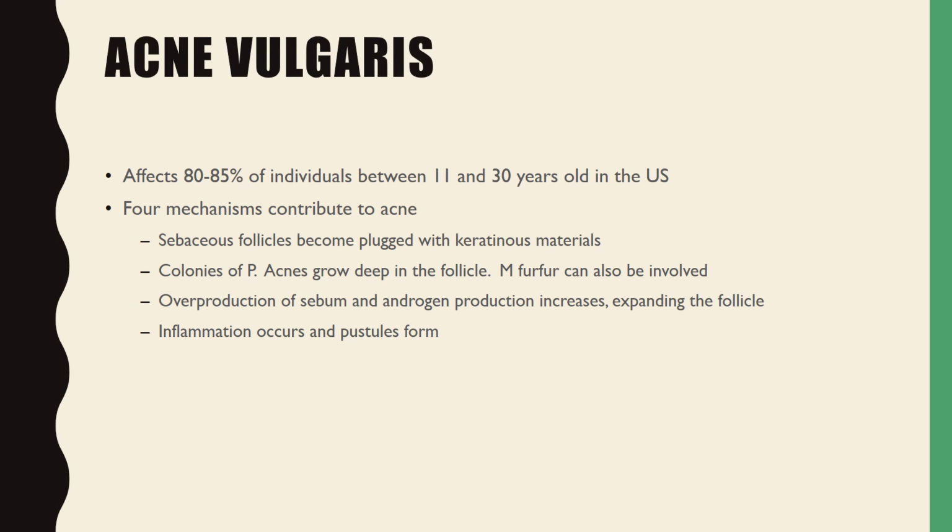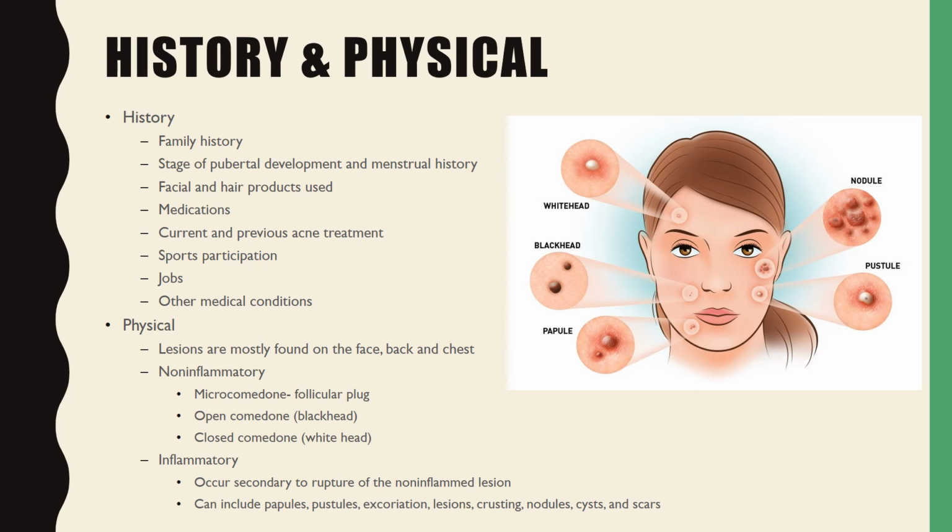But that takes time. So in your history and physical, you want to think about family history because it does tend to be passed down. Stages of pubertal development and menstrual history, so where are they on the Tanner scale? Think about facial and hair products used. Are they using things with a lot of oils? And think especially about hair products. Are they using some kind of moisturizing hair product that can get on the skin and help clog those pores? What medications are they taking? Are they currently using or have they previously used any acne treatment?